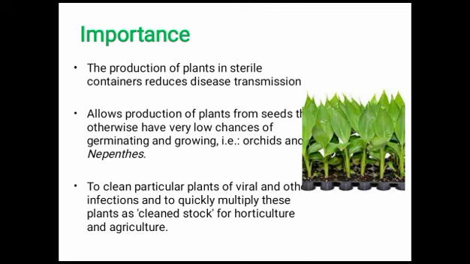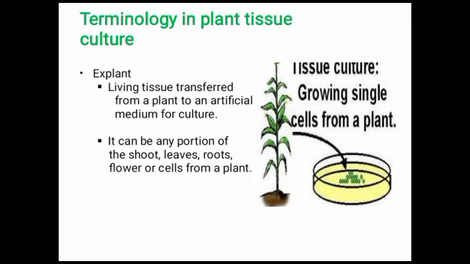Then the next importance is that it allows production of plants from seeds that otherwise have very low chances of germinating and growing, such as orchids and nepenthes. It also helps to clean particular plants of viral and other infection, and to quickly multiply these plants as a clean stock for horticulture and agriculture. We can quickly produce disease-free plants, or reduce infection from other insects into that plant, because it is totally grown in the sterile, aseptic condition.